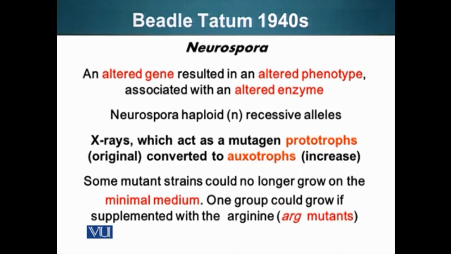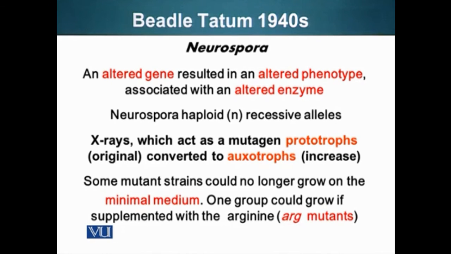These gentlemen were studying a specific type of mold called Neurospora. They basically did experiments. They took this mold and mutated it using X-rays. X-rays were used as a mutagen, and that resulted in an altered phenotype. And they were able to associate the altered phenotype with an altered enzyme or enzyme activity.